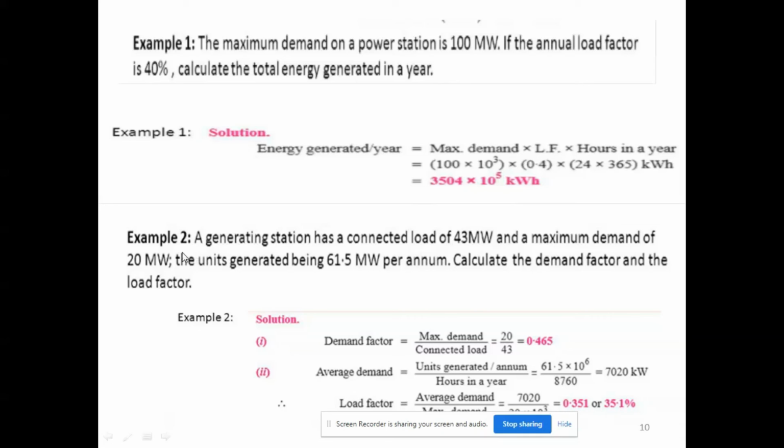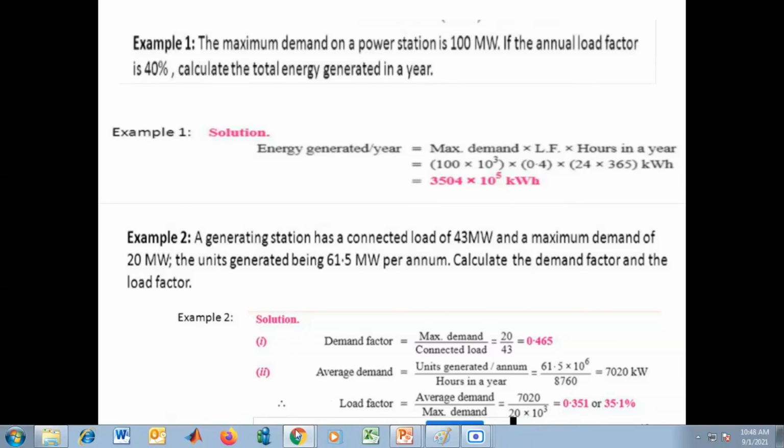And let us see another example. A generating station has a connected load of 43 megawatt and a maximum demand of 20 megawatt. The units generated being 61.5 megawatt hour per annum. Calculate the demand factor and the load factor. So what are the data given here? Connected load is given, maximum demand is given, and units generated in a year is given.